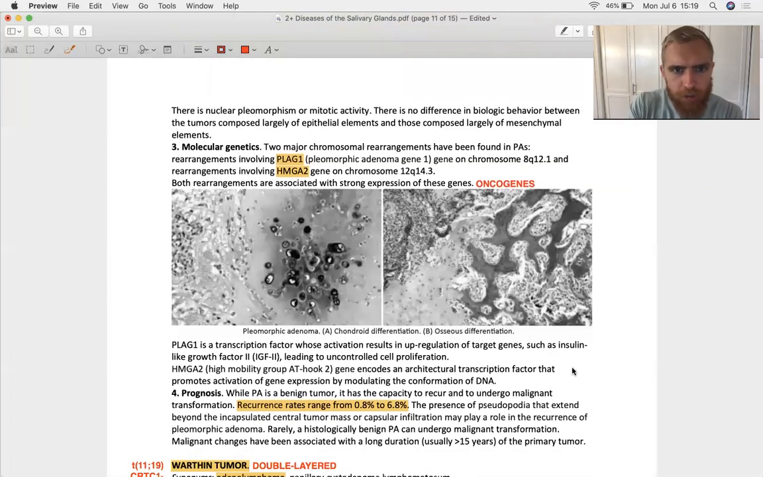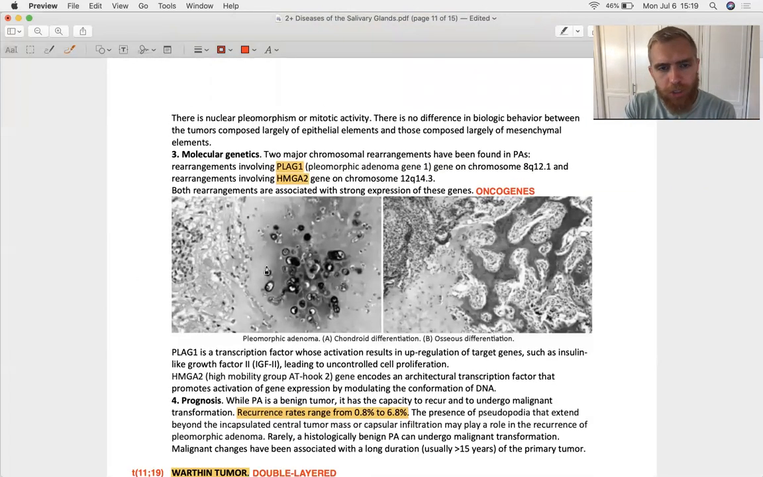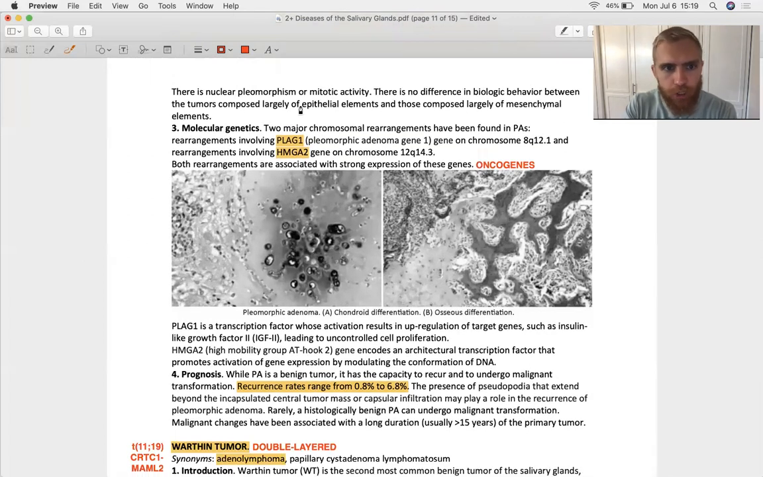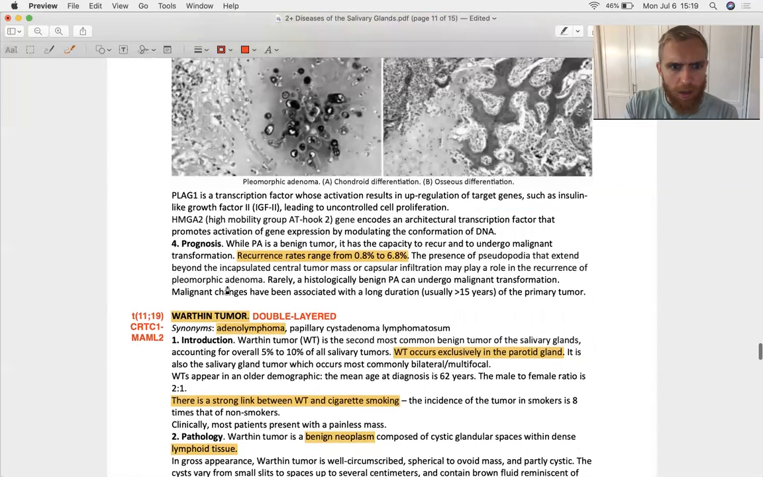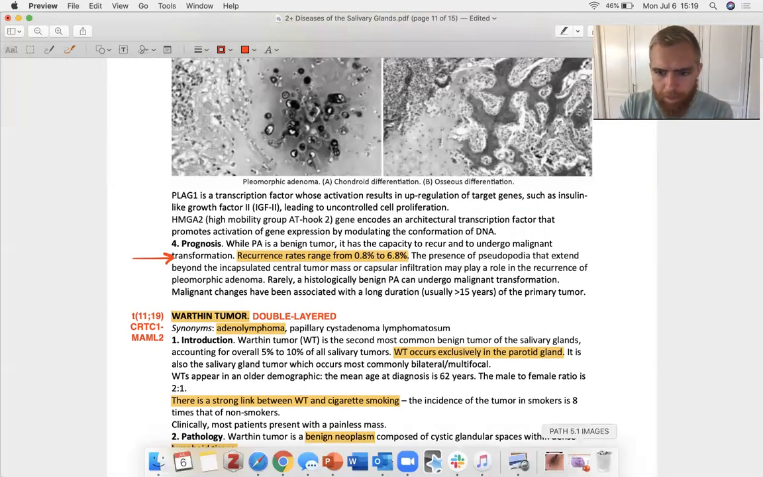A couple of genes to know: PLAG1, HMGA2. These are oncogenes because the mutations you see in the pleomorphic adenoma are associated with a heightened expression of these genes. So gain of function is an oncogene, a loss of function will be a tumor suppressor gene. And pleomorphic adenomas rarely recur. However, you might have, we're going to see it later. That's all that I'll say.